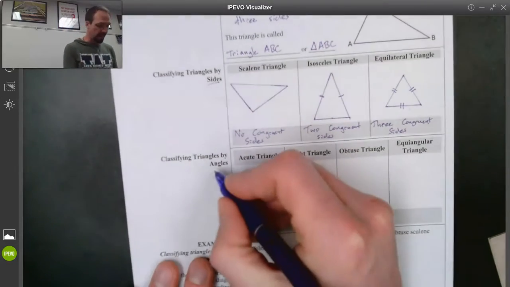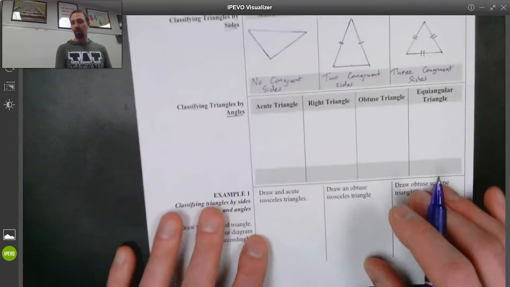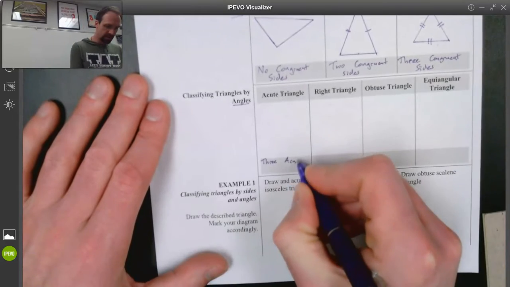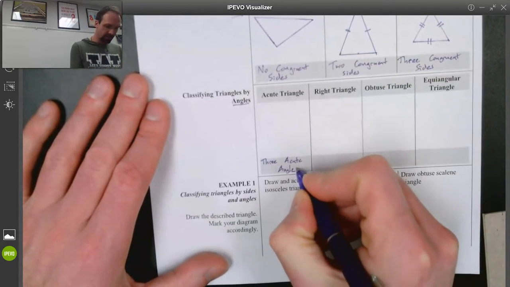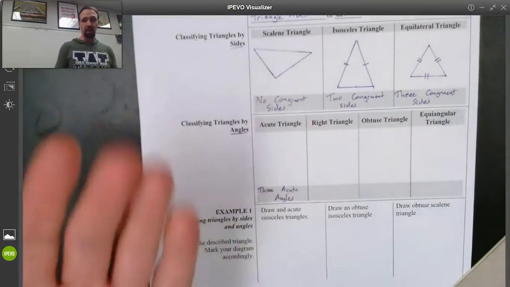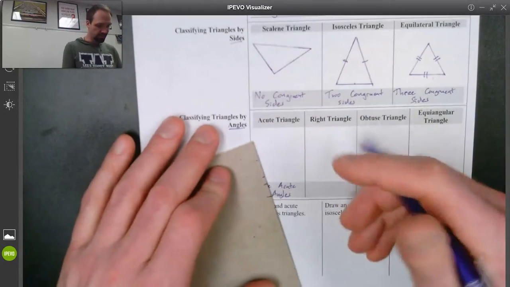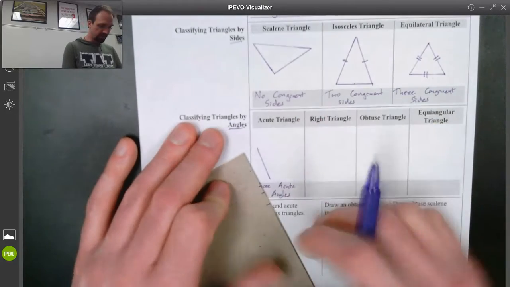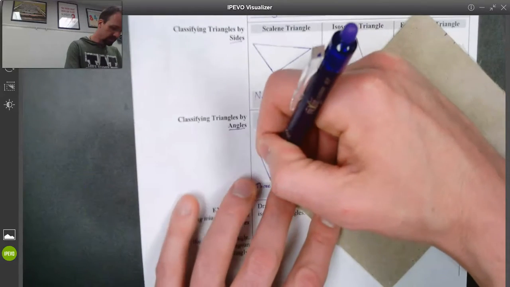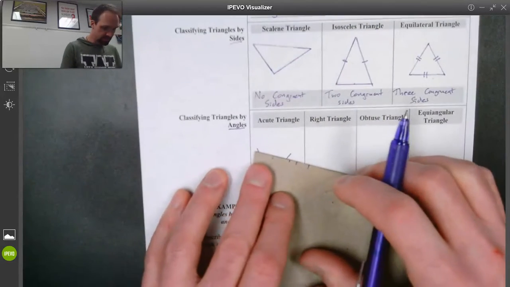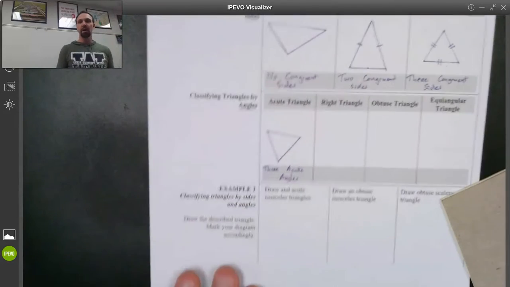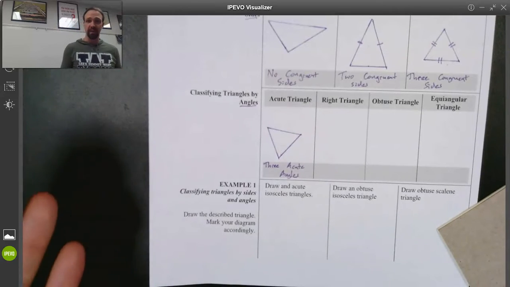You can also classify it by angles. An acute triangle will have three acute angles. All the triangles that I've drawn so far are acute. Side lengths do not matter, so I'm not focusing as much attention on those. So this is an acute triangle. All of the angles are acute, which means they all measure less than 90 degrees.